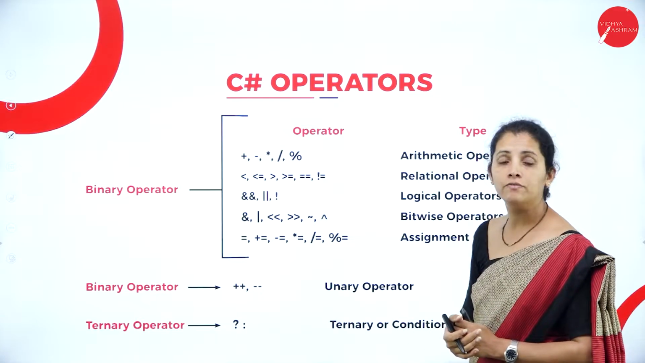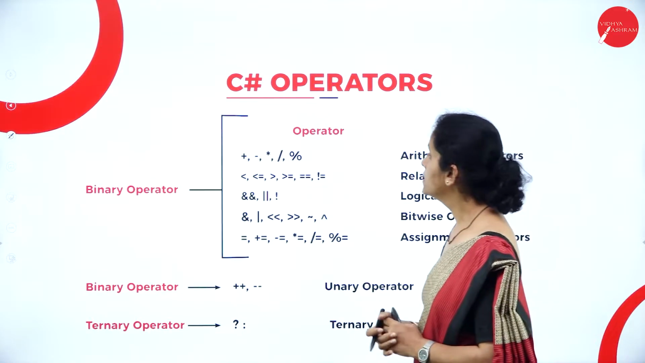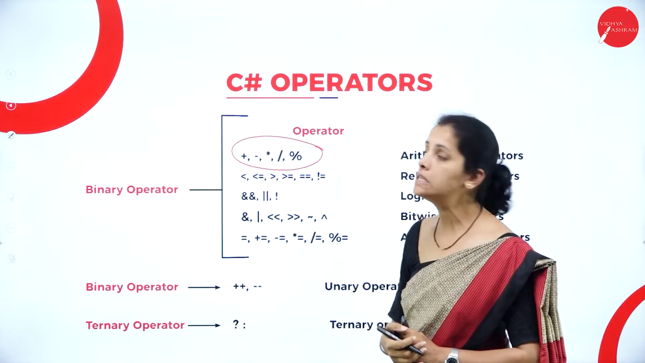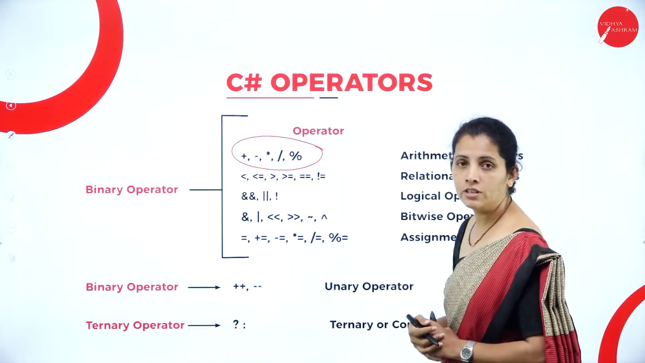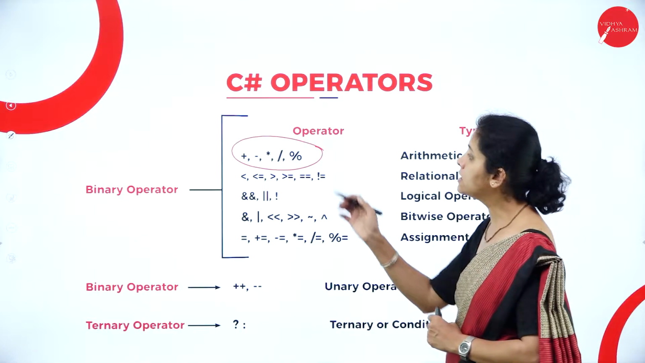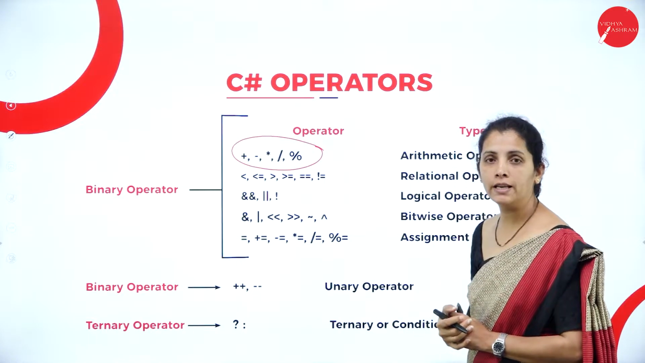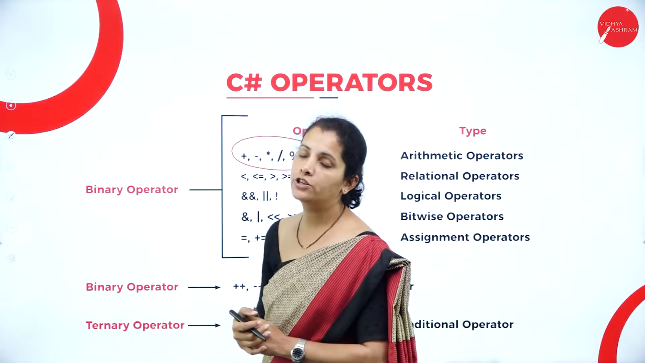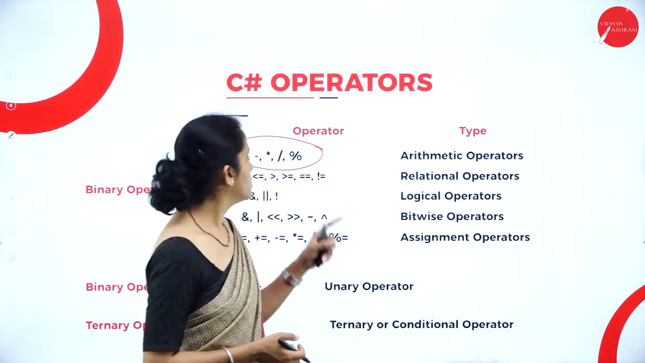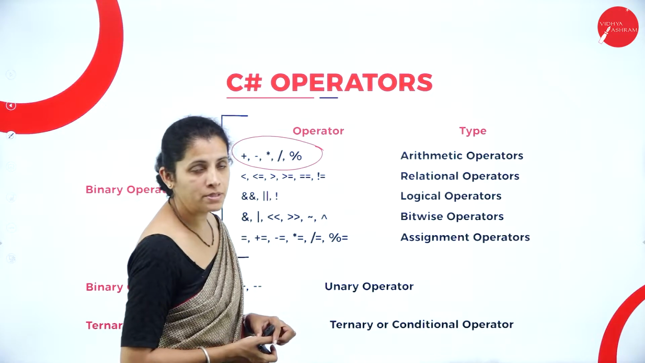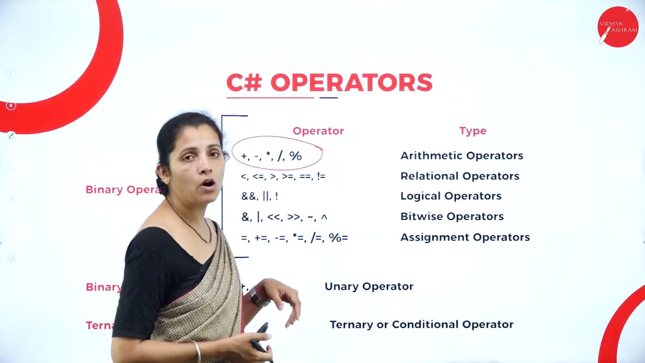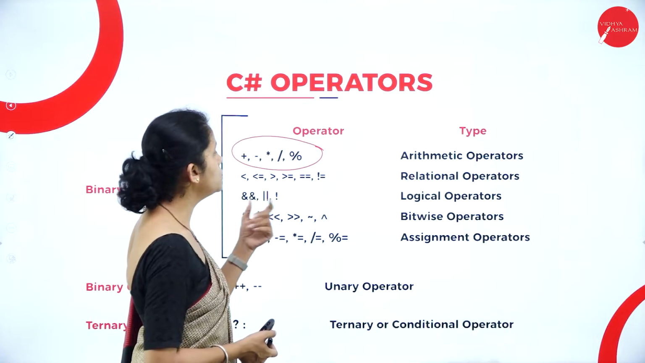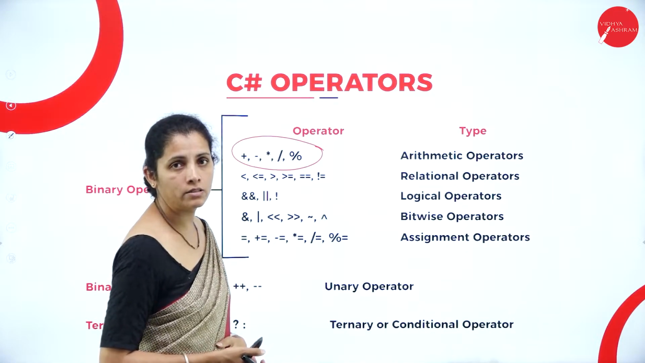Now I have C# operators. See, I have plus, minus, star, division and modulus. These are examples of arithmetic operators. That means if I want to perform an addition operation or multiplication or subtraction or division, or I want to get the remainder, then I can use arithmetic operators.